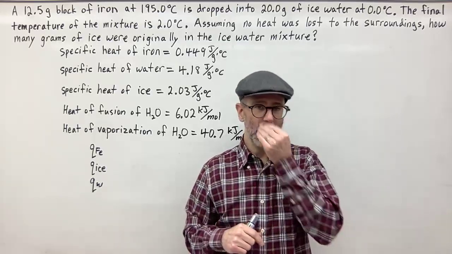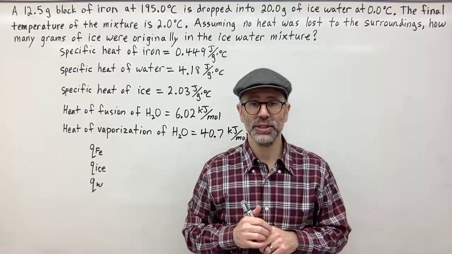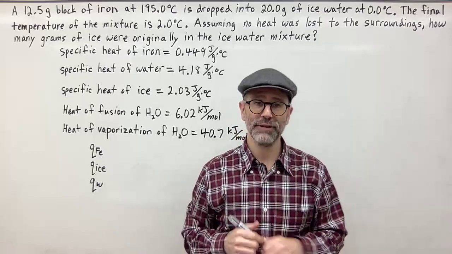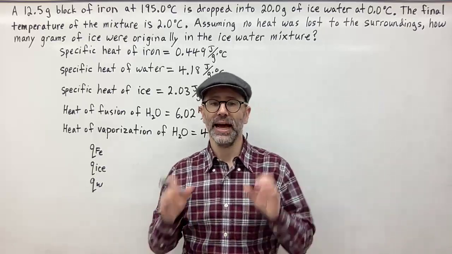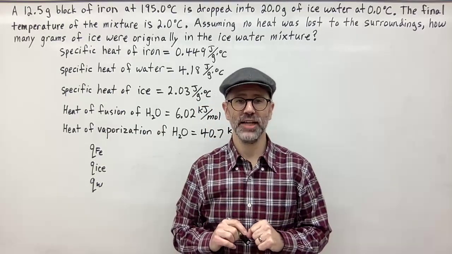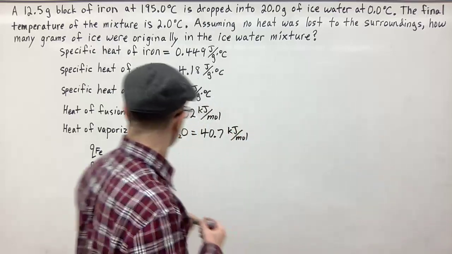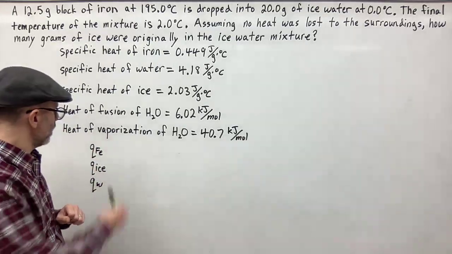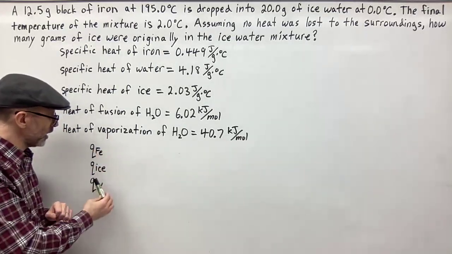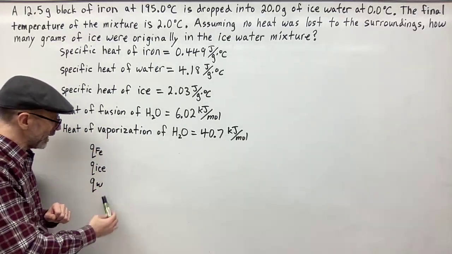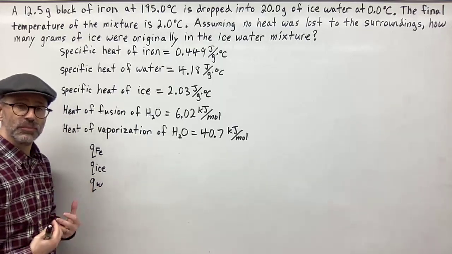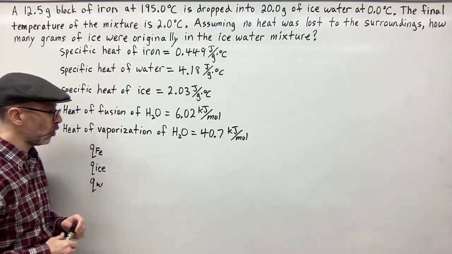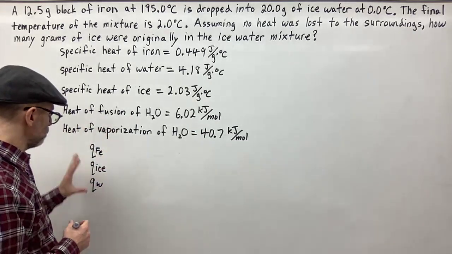Okay, so right now, everything is at 0 degrees Celsius. The iron's at 195. We put the block of iron in, and everything starts to happen. So we've got our three Q values. The iron is giving off heat. The ice and the water is absorbing the heat. So that's a good beginning.